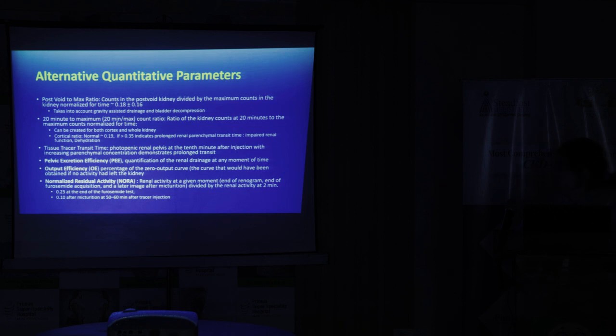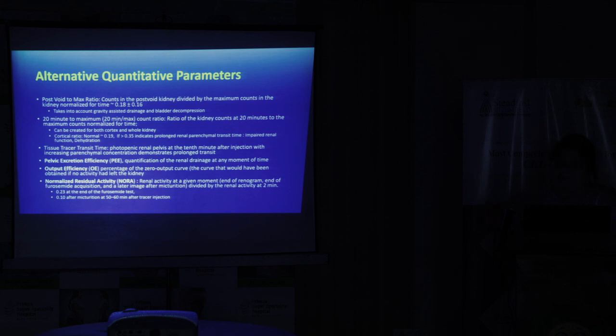Now there are various, I'm sorry, this is a busy slide, but the idea is that apart from T half max, there are multiple other parameters which you can build into your renal dynamic study, which are probably better indicators of whether a patient is having an obstruction or not. So the counts in the post-void image divided by the maximum counts in the kidney normalized for time, and that is usually the most accurate method.